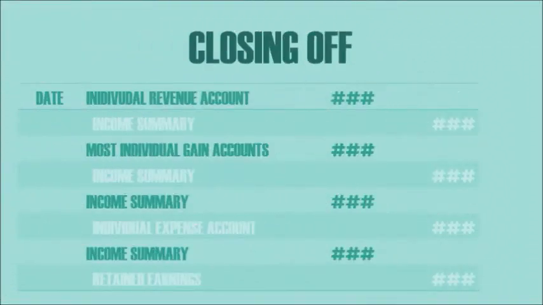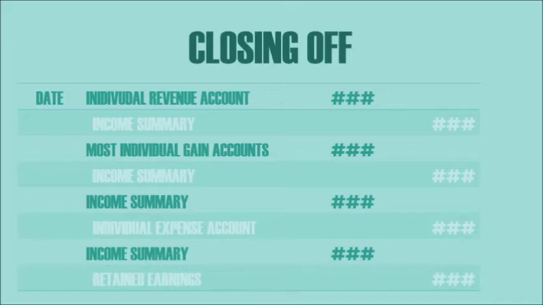Here is a format for how to close accounts. Your revenues are closed off to income summary. Same with most individual gain accounts. This is done by debiting your revenue account and crediting your income summary. Conversely, to close off an expense account, you must debit your income summary and credit your expense account.